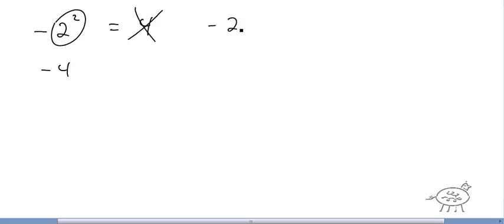So let's look at a couple scenarios. We have negative 2 squared is negative 4. And what about this one now? Negative 2, in parentheses, squared. Now what's being squared? Actually, the negative 2 is being squared. So the answer is really 4.